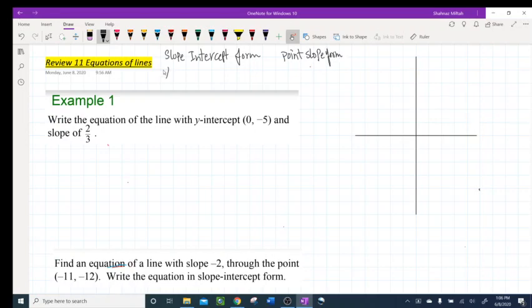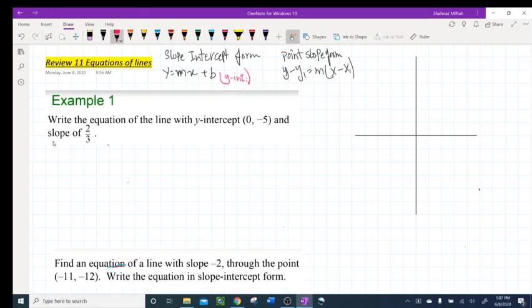What is slope-intercept? It's y equals mx plus b. That one is y minus y1 equals m times x minus x1. So these are my two equations. One is slope-intercept form and another one is point-slope. This one is called slope-intercept because it has a slope m and y-intercept b. B is always going to be a y-intercept in here.